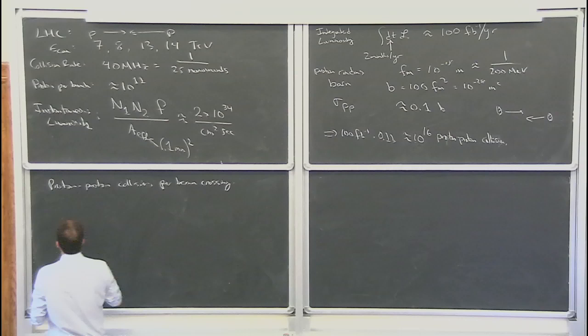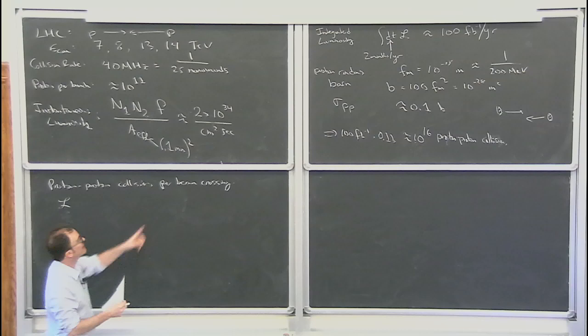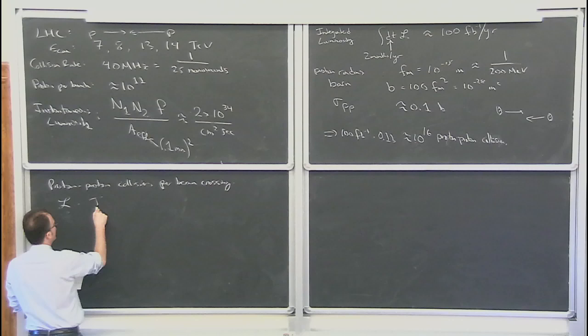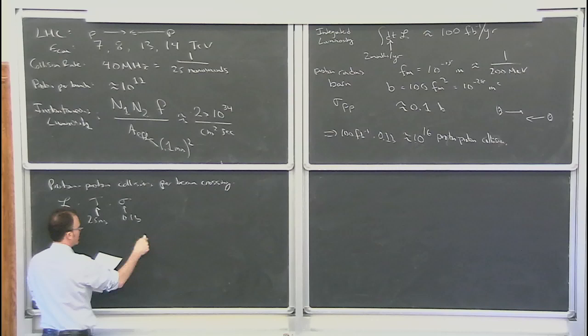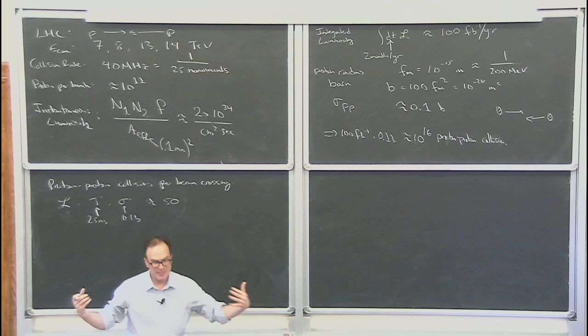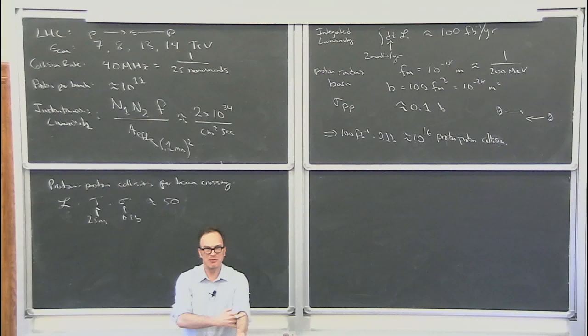So if you take this luminosity, again, this 2 times 10 to the 34 per centimeter squared per second, multiply it by the time between collisions, every 25 nanoseconds, times the cross-section, this 0.1 barns, you'll find a number that's 50. That means each time these beams cross, at least in current LHC conditions, you get something like 50 proton-proton collisions happening simultaneously. And most of those 50 are totally uninteresting.